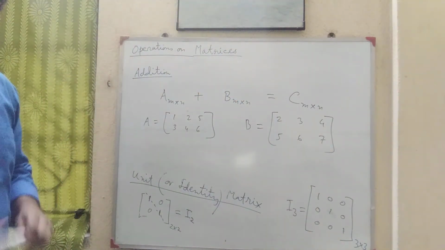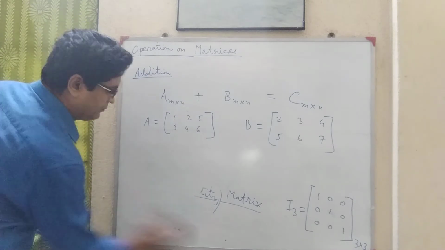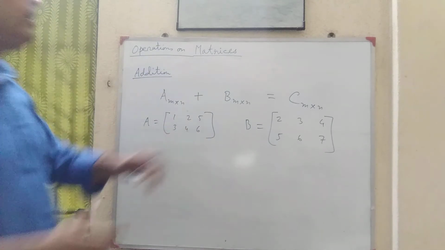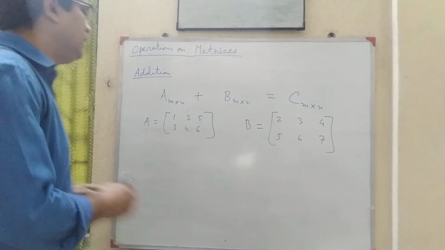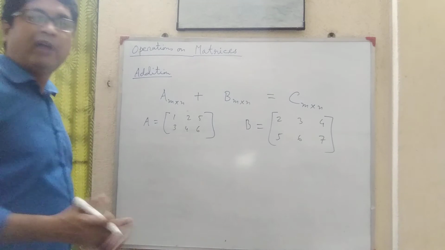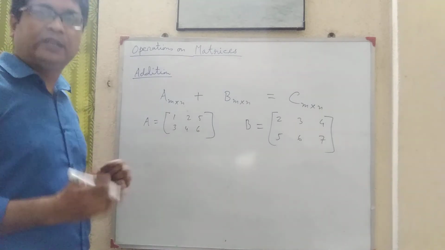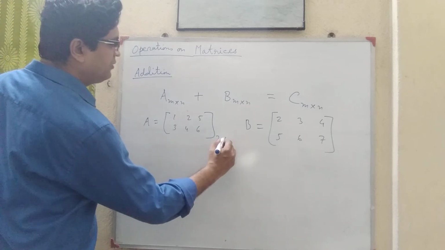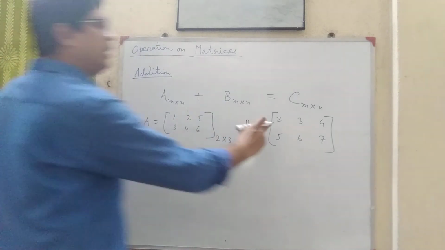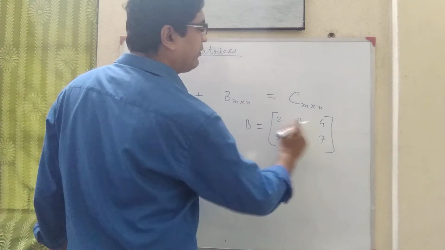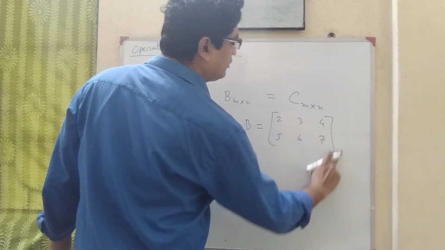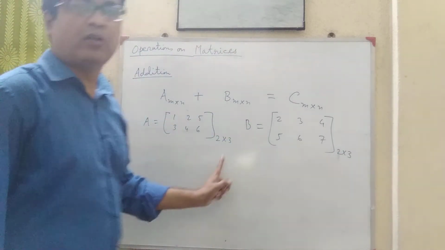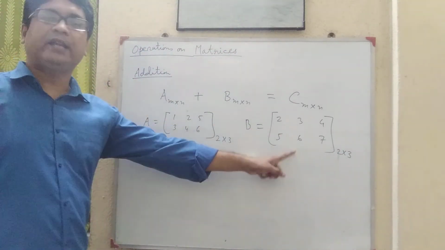So if we want to add these two matrices, first we have to check whether we can add the two matrices at all or not. Here we can add the two matrices. Why? Because their orders are exactly same. You see that here there are 2 rows and 3 columns, so the order is 2 by 3, and here there are also 2 rows and 3 columns, so the order is also 2 by 3. So first you have to check whether their orders are same or not. Then we can say that they can be added.